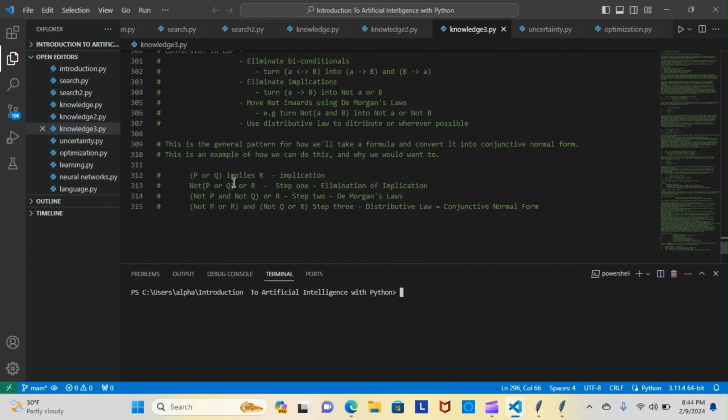See, this is the example here. So we would have (P or Q) implies R is the implication, not (P or Q) or R. Step one is eliminate implications, meaning we eliminate the implication and we just have the not (P or Q) or R. Next will be the (not P and not Q) or R. Step two, we use De Morgan's law to do this. And the last step will be (not P or R) and (not Q or R), which is step three, distributive law, and that will equal out conjunctive normal form.